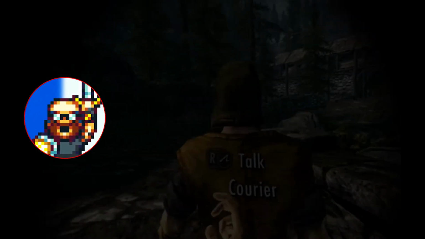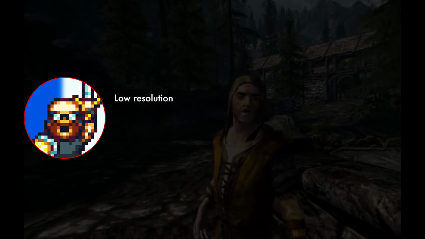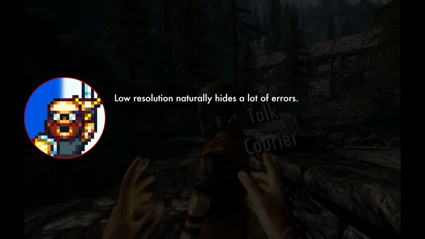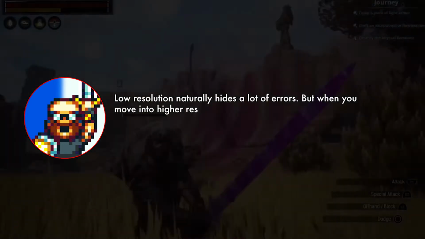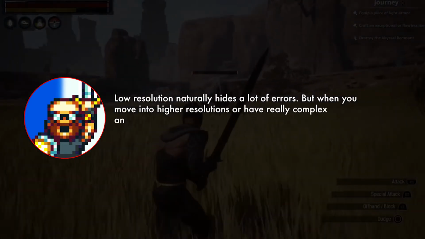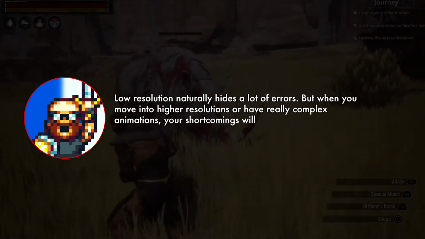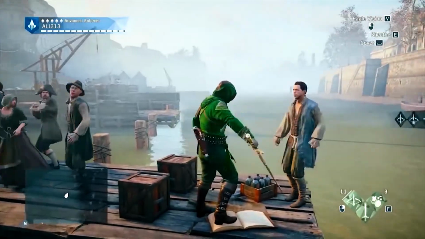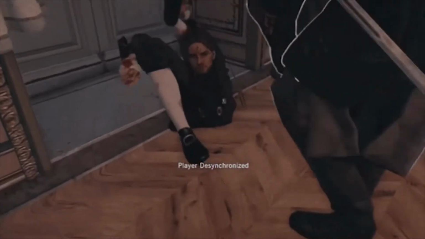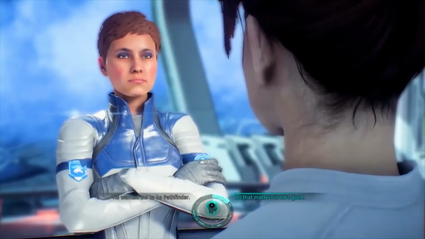Fellow pixel artist Jason Perry notes the potential shortcomings of HD. He points out that low resolution naturally hides a lot of errors. When you move to higher resolutions or have really complex animations, your shortcomings will be noticeable. If a character's joints aren't moving in precisely the right way and interacting with muscles just so, for example, the player's immersion will be instantly broken.